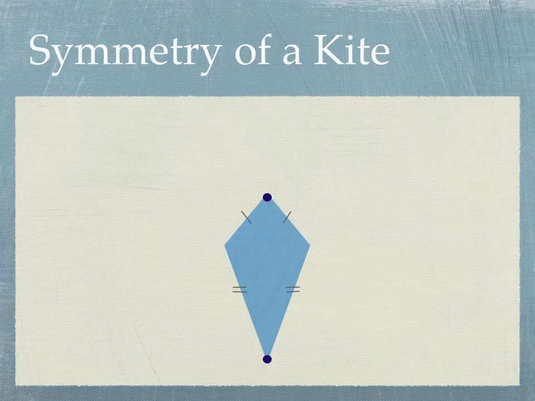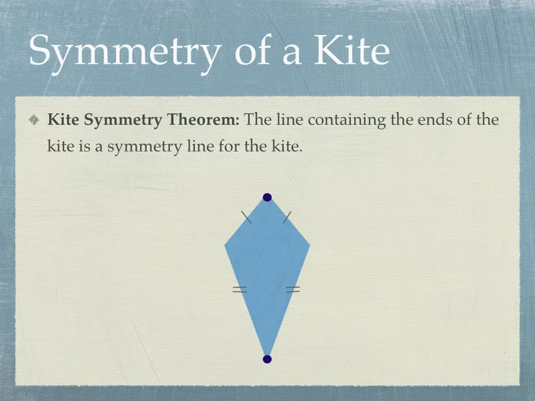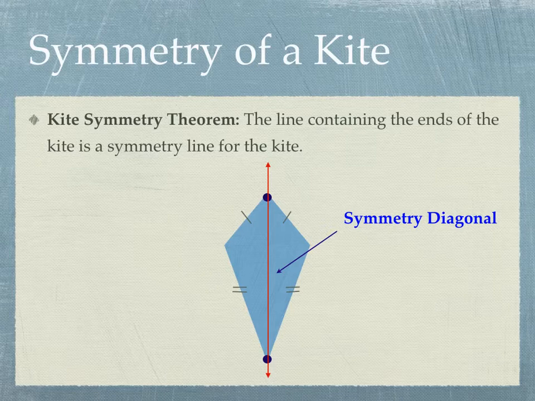Let's talk about that symmetry. So like I said, the line that goes through the ends, so the line that would run straight through here, is the line of symmetry for a kite. And we call that a symmetry diagonal. Remember, the diagonals are when you connect the vertices across the figure. So that particular line is a diagonal, and it's also a line of symmetry, so we call it the symmetry diagonal. So that red line is considered to be a line of symmetry. And so then the diagonal that goes from here to here is the symmetry diagonal.